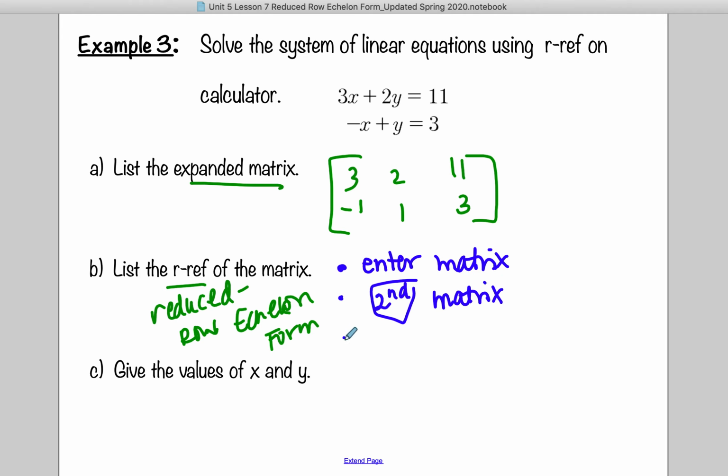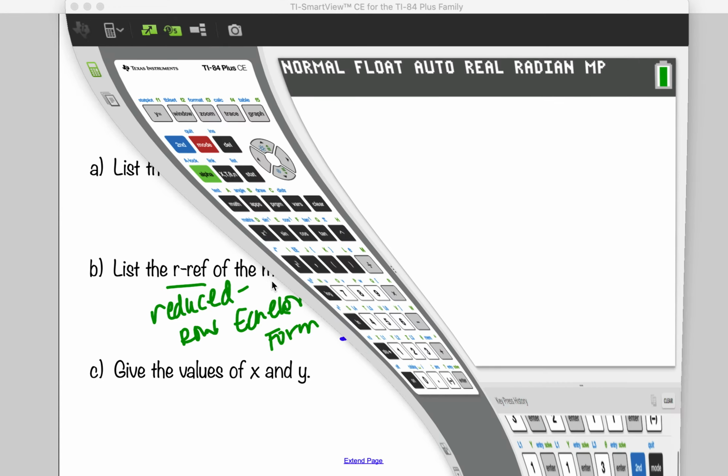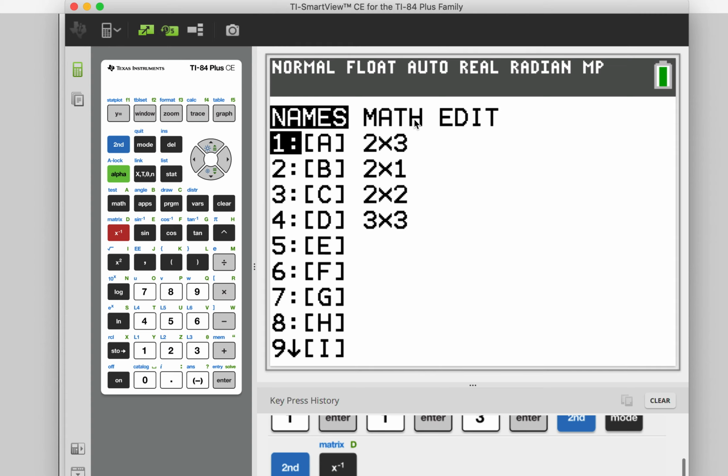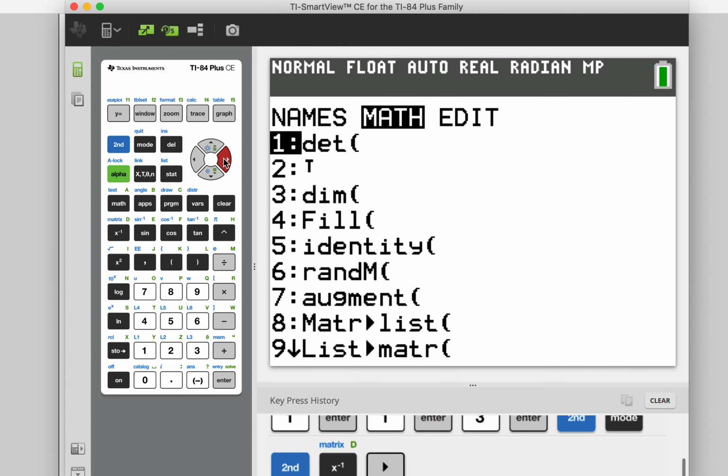And then we're going to go over to math. Okay, so let's do this on our calculator. So we're going to go second matrix, where we found our determinant, over to math. And then we need to find RREF. So I'm going to just scroll through this.